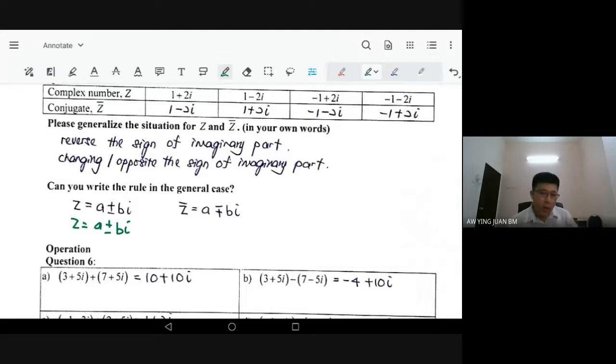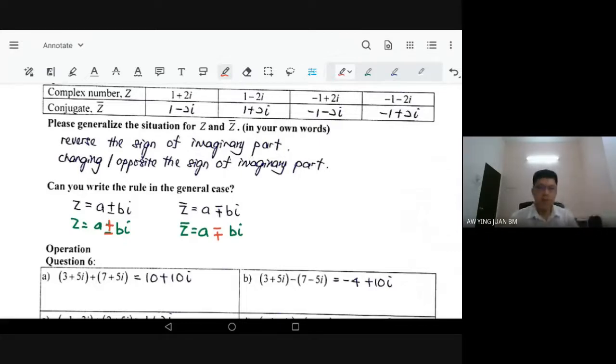Okay, kalau dia punya conjugate, saya pun tulislah Z bar is equals to A, sini ada BI. So saya fokus, if here we have positive, here must be negative. If here we have negative, here we must have a positive. That's why we said reverse the sign of the imaginary part. Boleh ikut?